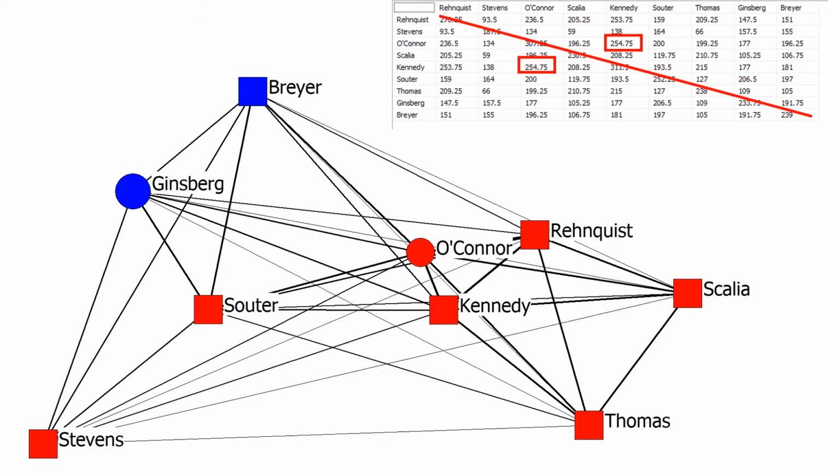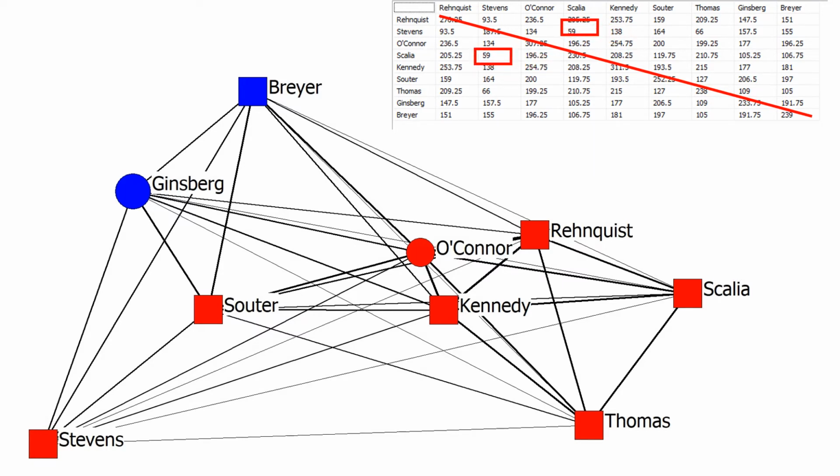Let's look at the justice by justice matrix on the right corner. O'Connor's and Kennedy's decision on 254.75 cases were in agreement with the majority decision. Here, you should ignore the cell values on the diagonal in the matrix because those cell values mean the justices agreed with themselves. What's more, the one-mode networks converted from the two-mode networks are always symmetrical.